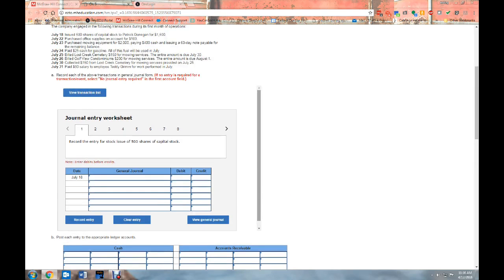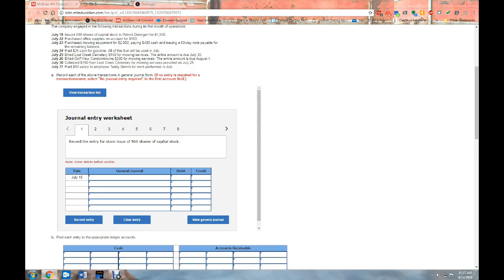Okay, so let's look at our first transaction on July 18th. Issued 500 shares of capital stock to Patrick Donegan for $1,500. Again, this is how I want you to approach accounting problems. Take it a piece at a time, decide what accounts are being affected and how, and then do the journal entry. That will make the whole debits and credits thing clearer, and then you don't get lost. So we're going to issue 500 shares of capital stock for $1,500.